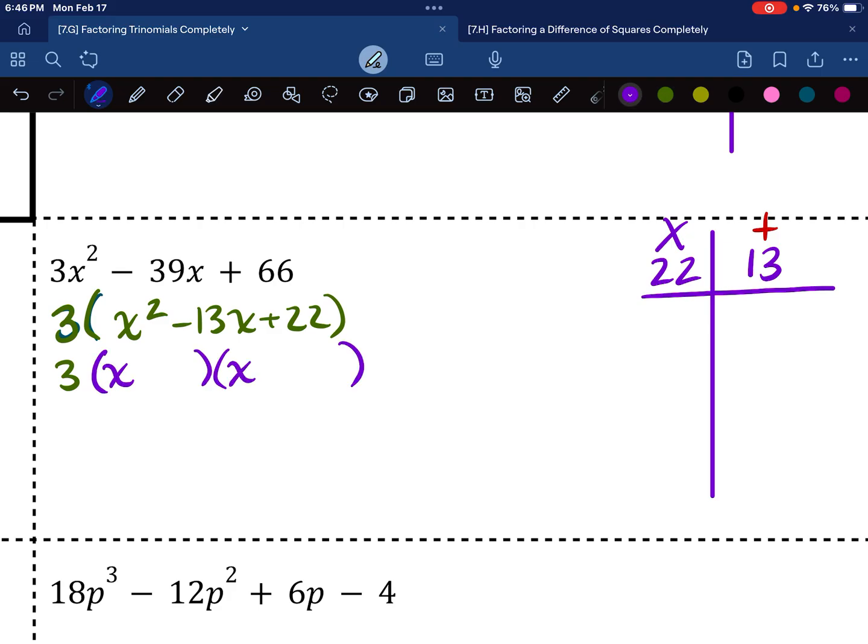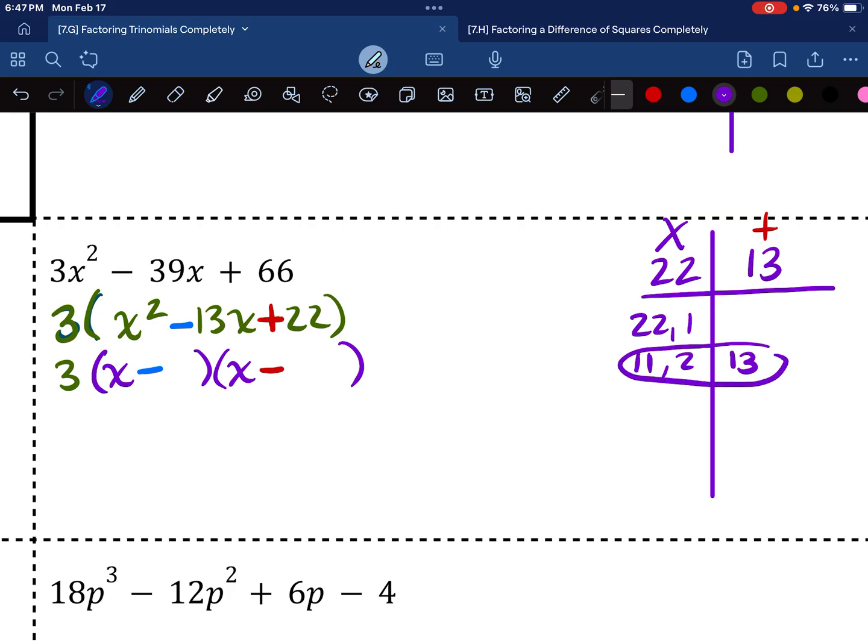All right, so my fall down sign is a negative, and my choice sign is positive. So that means that to get a positive 22, I have to have a negative times a negative. Now 22 is composite. There's only 2 sets of factors that multiply to make 22. And the set that adds to make 13 is 11 and 2. And there we are in that fully factored form, remembering to put the GCF in front.